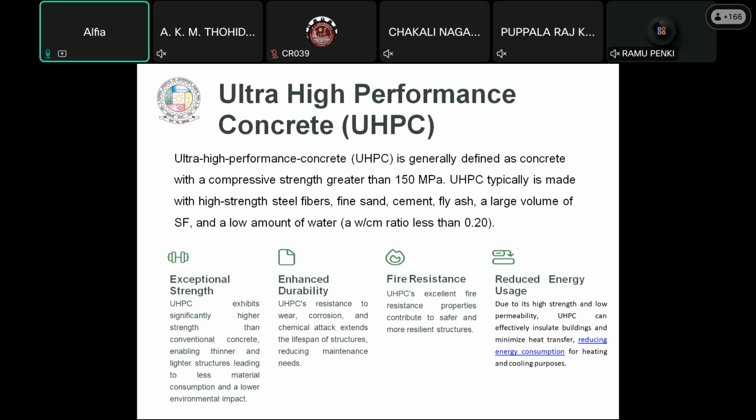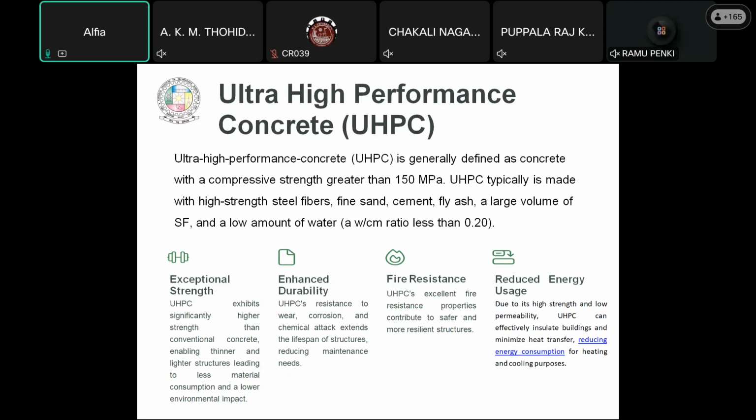One of the key benefits of this UHPC is its superior strength. Okay. This UHPC exhibits significantly higher strength than the conventional concrete, which in turn helps us to design thin structures, which in turn leads to lighter structures. When we can design the structure thinner, obviously we are saving something on the materials as well, okay, which again will lead to an environmental benefit. Another advantage of UHPC is its potential to improve the energy efficiency. These have enhanced durability. They are very good in resistance to wear, corrosion, and chemical attacks, which in turn extends the lifespan of the structure, reducing the maintenance required.